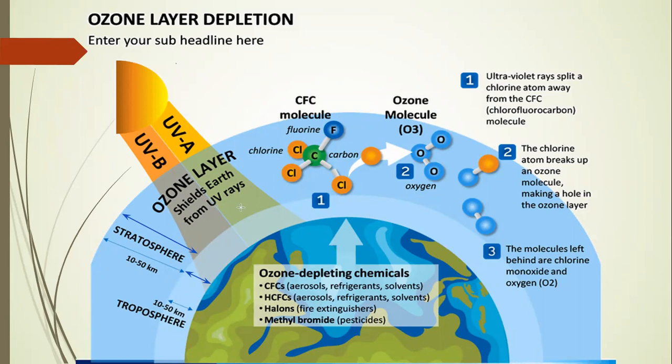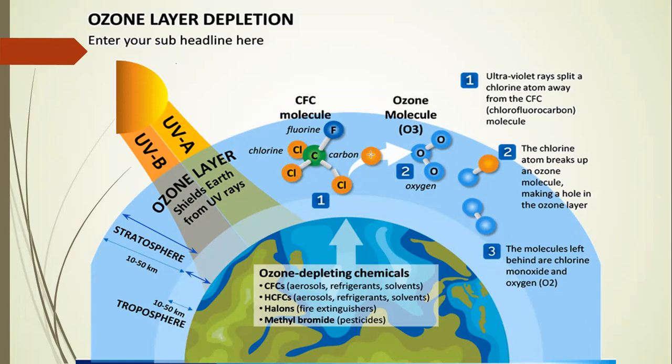Most of the ozone layer is in the stratosphere, 90% of it, and it absorbs most of the ultraviolet rays which are coming from the sun. Otherwise we can say they are reflected by the ozone layer and do not come into our atmosphere or surface.